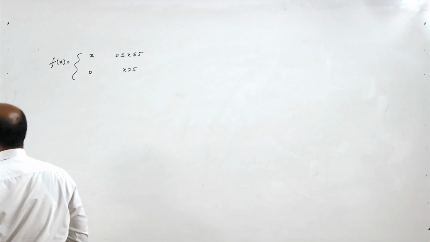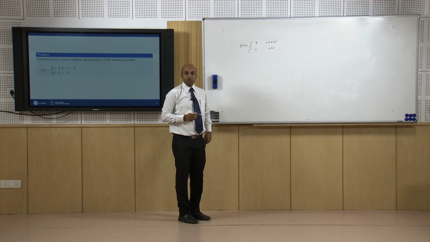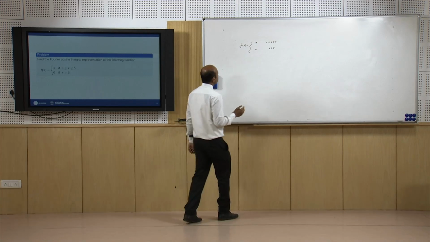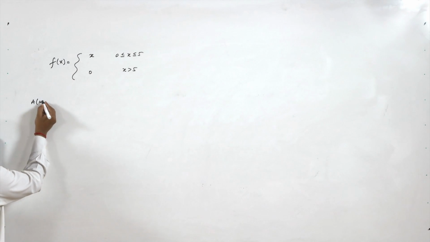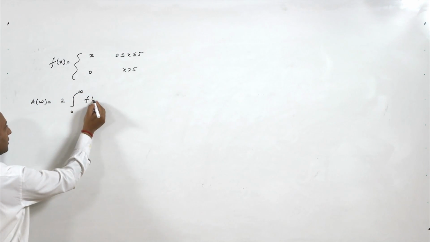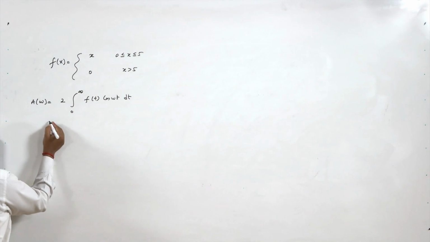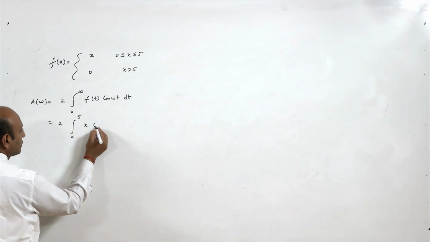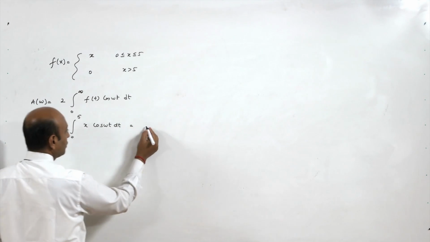Okay. So, this is the definition of the function. It is defined from 0 to infinity and we want the Fourier cosine integral representation of this function. For Fourier cosine we need A omega, because B omega is 0. So, A omega is 2 times the integral from 0 to infinity of f(t) cos omega t dt. That will be nothing but 2 times the integral, here it is 0 to 5, otherwise it is 0, of t cos omega t dt.